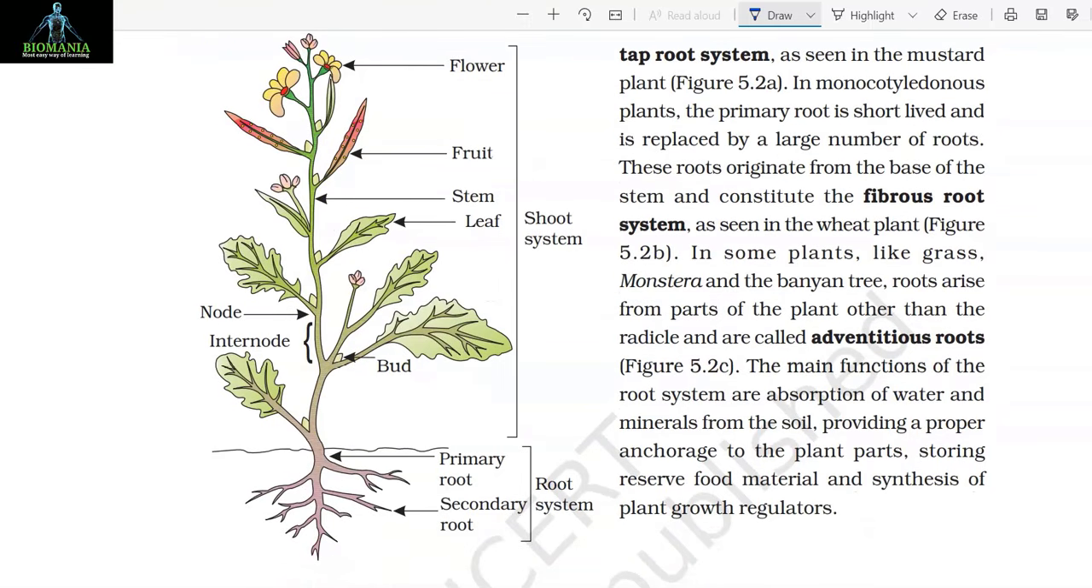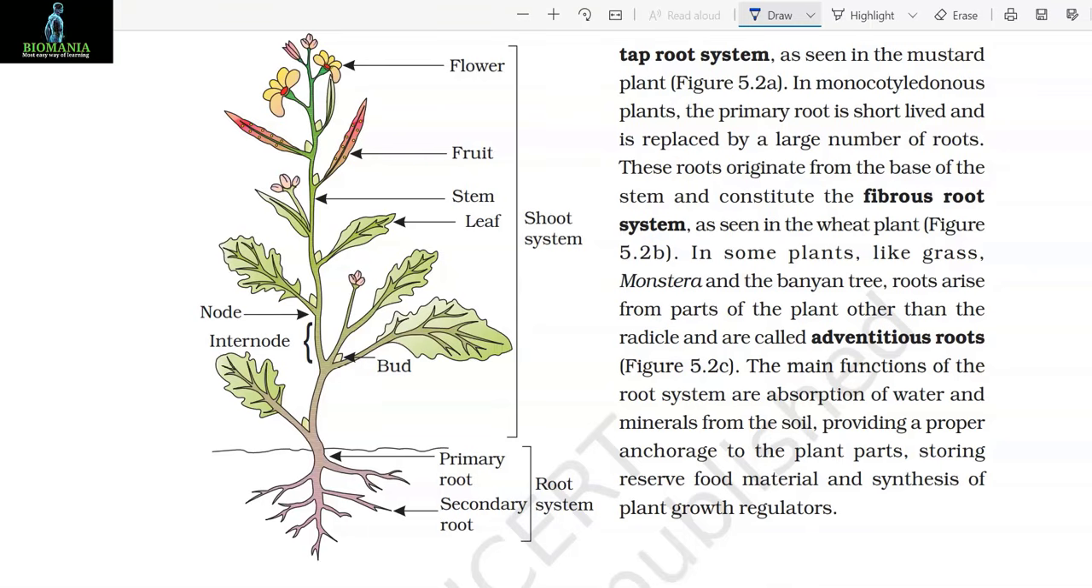In monocotyledonous plants, the primary root is short-lived and is replaced by a large number of roots. These roots originate from the base of the stem and constitute the fibrous root system, as seen in the wheat plant. In some plants like grass, monstera and the banyan tree, roots arise from parts of the plant other than the radicle and are called adventitious roots.